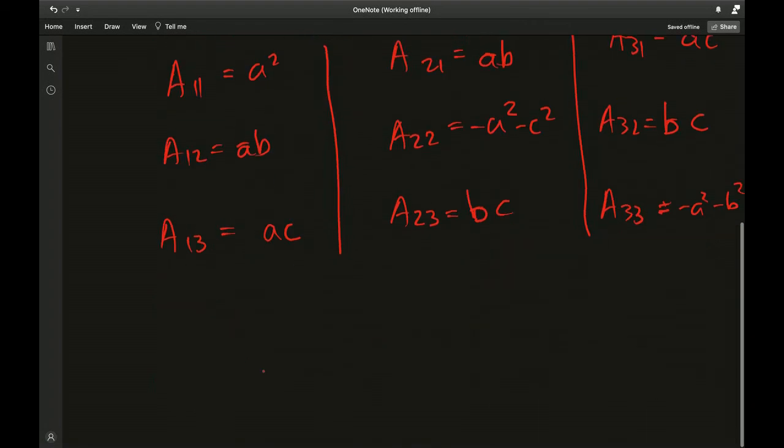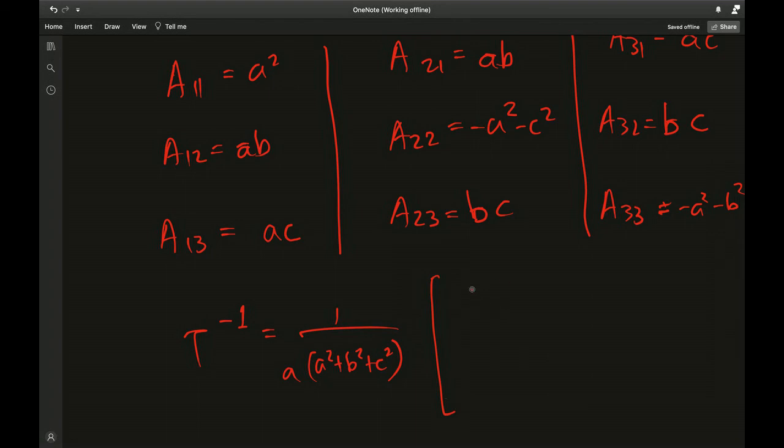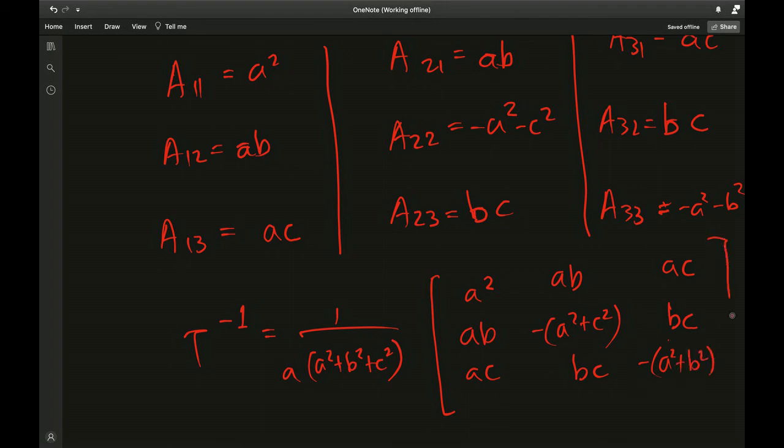So if we put all this together, T inverse basically has the form 1 over a times a squared plus b squared plus c squared, times the matrix: a squared, AB, AC, AB, negative a squared plus c squared, BC, AC, BC, negative a squared plus b squared.